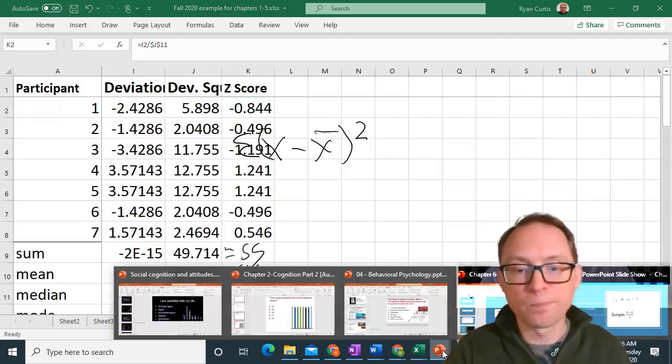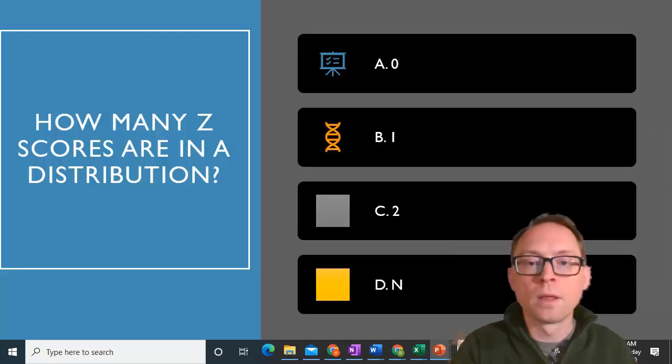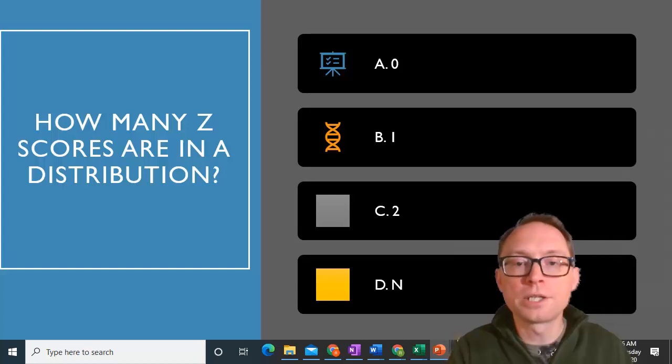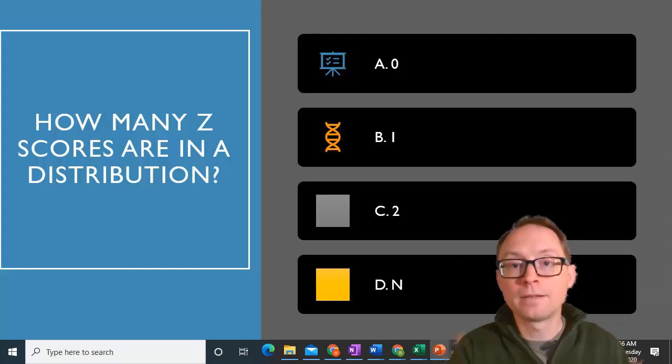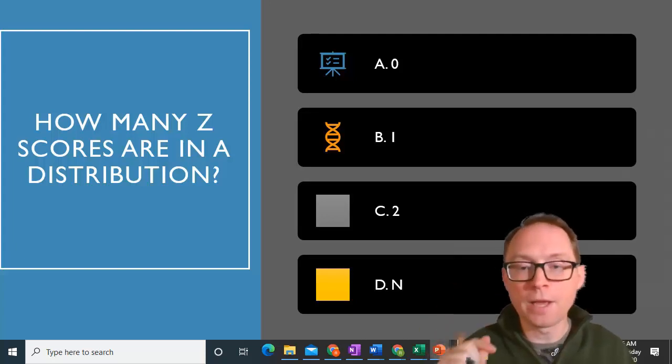All right, one last thing, and then we are done. How many z-scores are in a distribution? N number of z-scores. That's how many are in a normal distribution. You have as many z-scores as you have scores in the distribution. That's what you need to know.